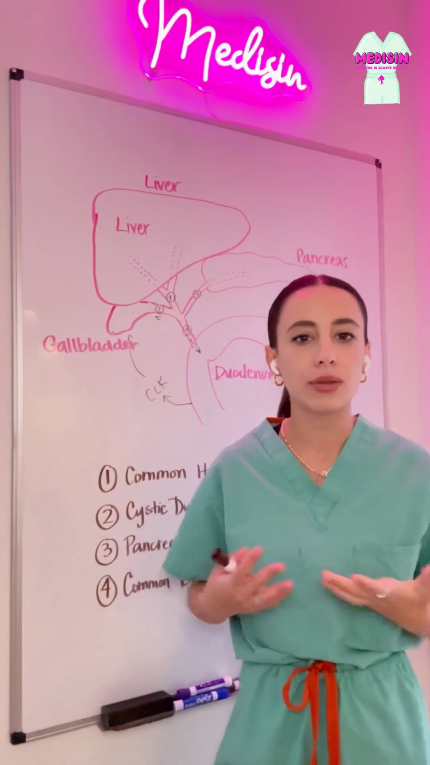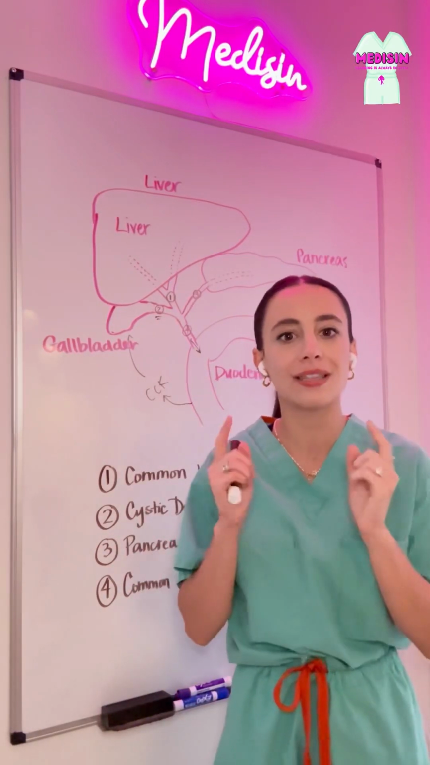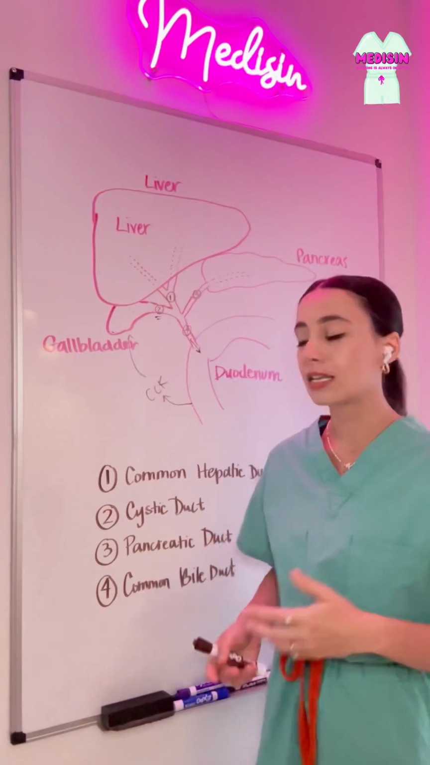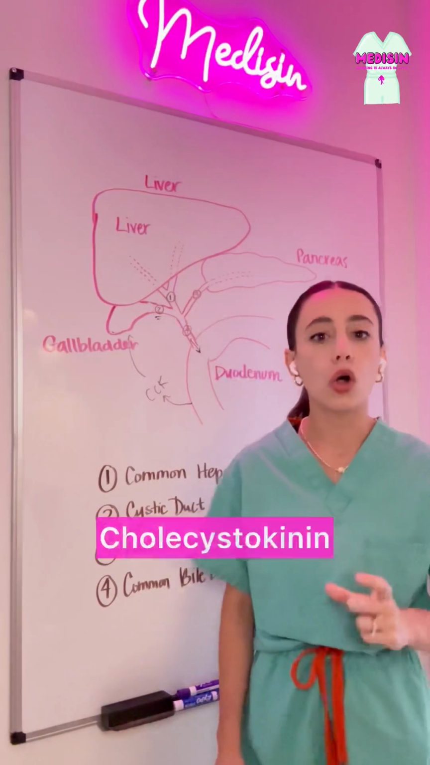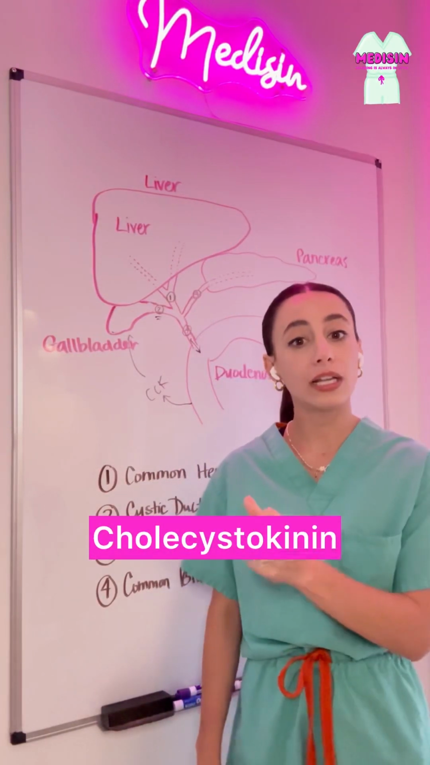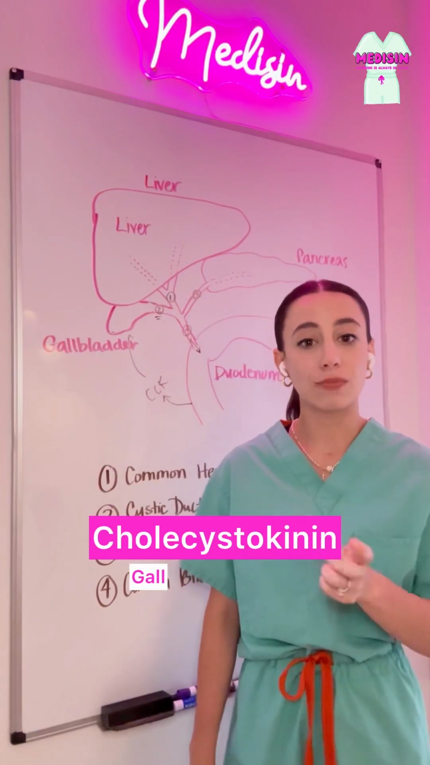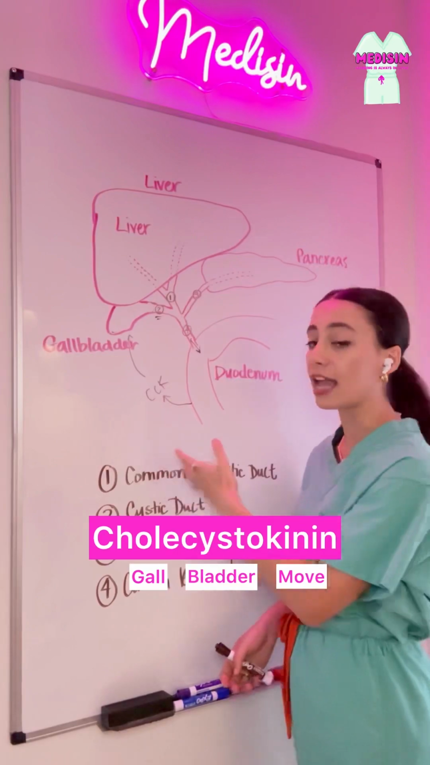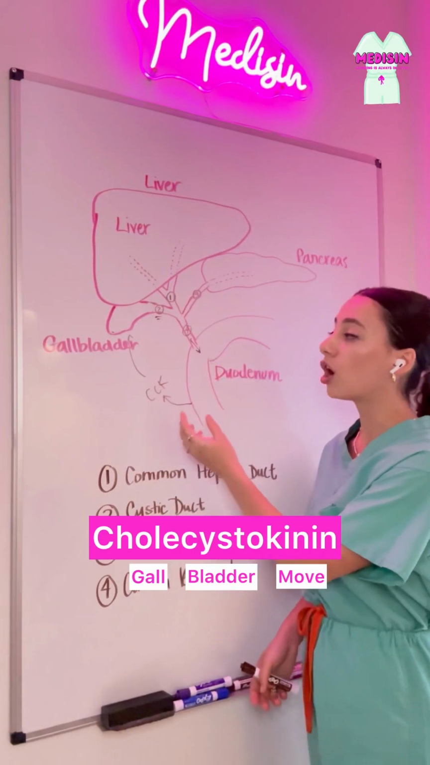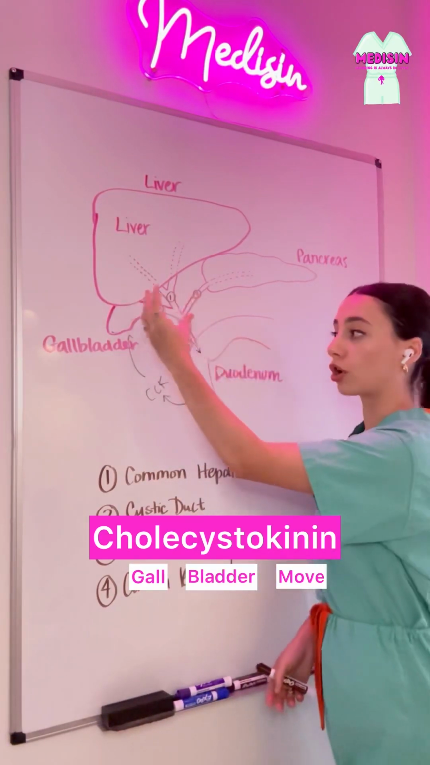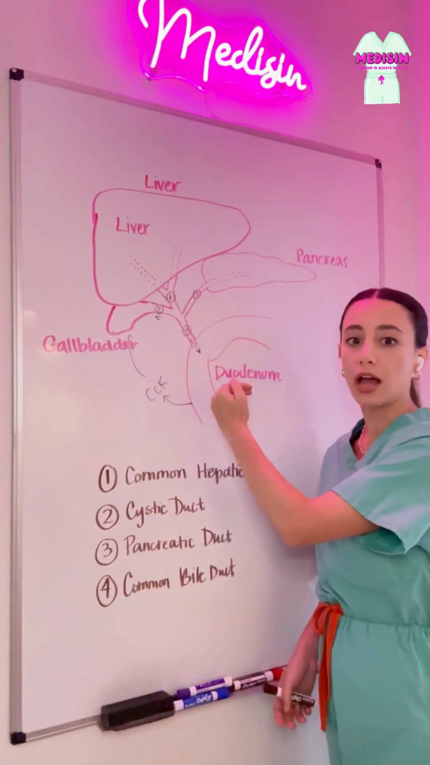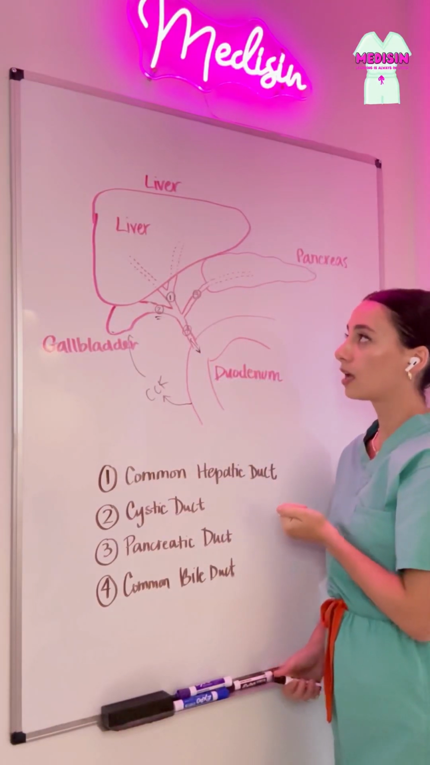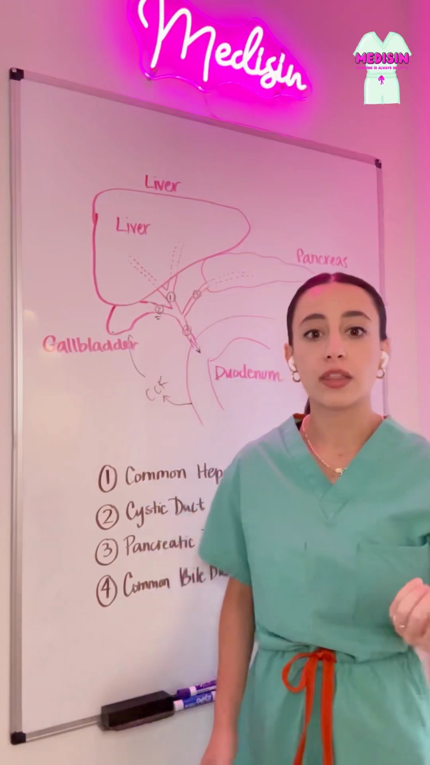Now, everything in the biliary tree is really easy to learn because the name tells you what's going on. For example, CCK stands for cholecystokinin. Chole has to do with gall, cyst means bladder, and kinin means to move. So CCK, cholecystokinin, literally causes the gallbladder to move or contract to push the bile out of there and into the duodenum.